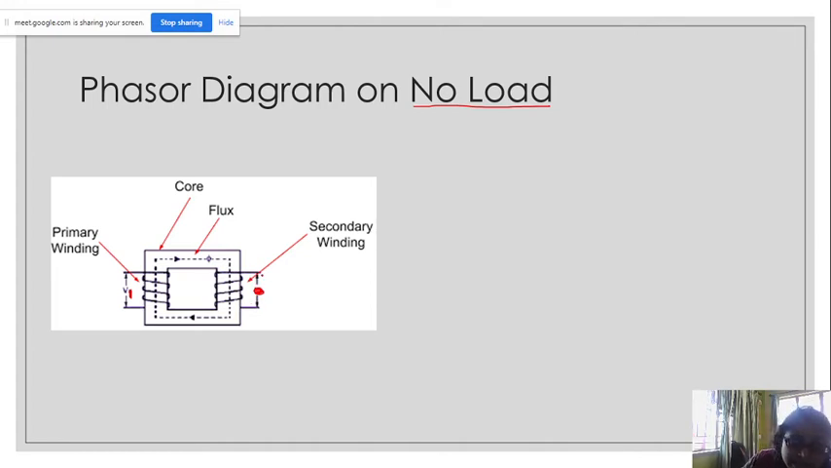In the primary side there is a source and a winding, and the secondary side is kept open. There will be no load. It is on no load, that means the secondary side is open circuited. So no load means the secondary is open circuited. First you should understand this. So we are going to draw a phasor diagram of a transformer whose secondary is open circuited. Understand?